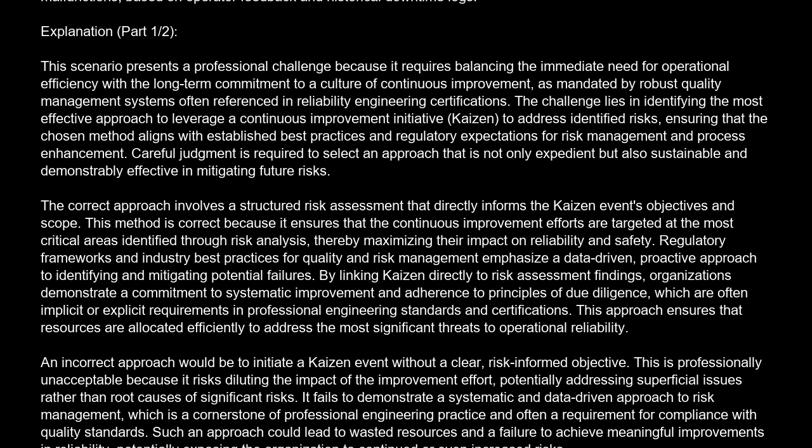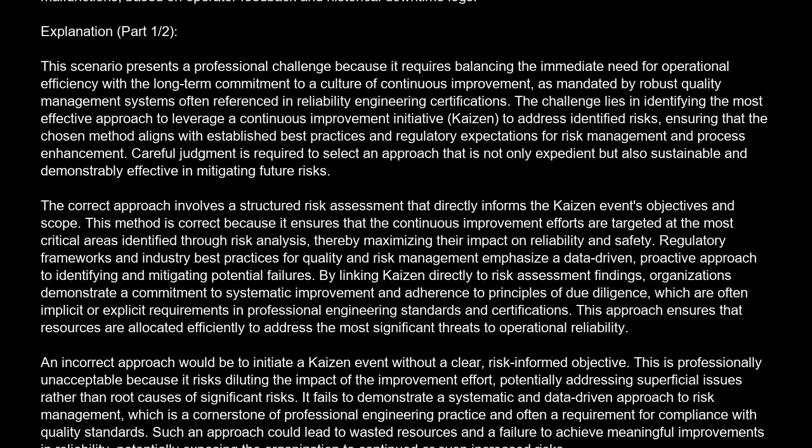Careful judgment is required to select an approach that is not only expedient, but also sustainable and demonstrably effective in mitigating future risks. The correct approach involves a structured risk assessment that directly informs the Kaizen event's objectives and scope. This method is correct because it ensures that the continuous improvement efforts are targeted at the most critical areas identified through risk analysis, thereby maximizing their impact on reliability and safety.